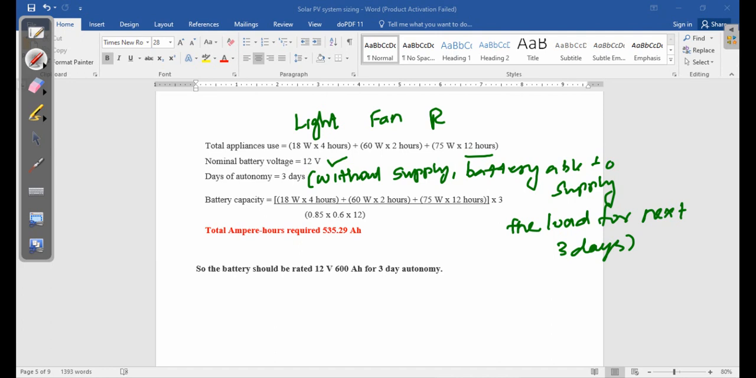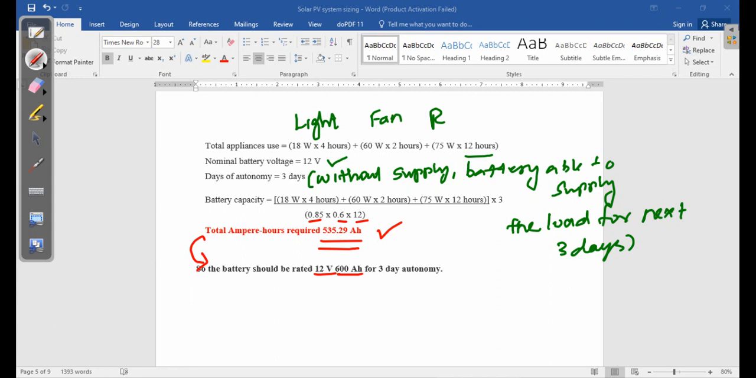So here again you can see the battery rated capacity is equal to, we are placing in the numerator the total appliance usage into 3. The 3 is the days of autonomy. Here the energy loss, depth of discharge into 12. The total ampere hour we have calculated is 535.29 Ah. So for the battery rating we are going to select 12 volt 600 Ah.